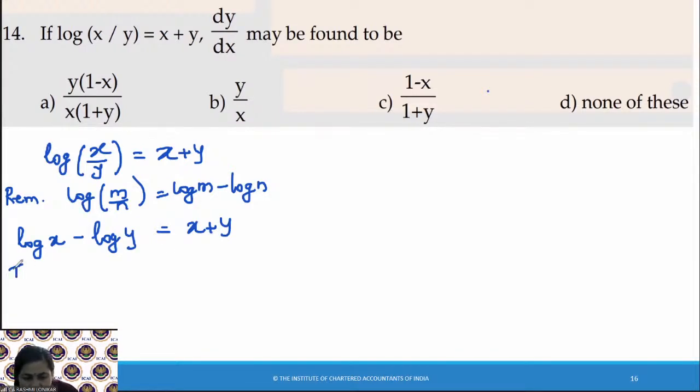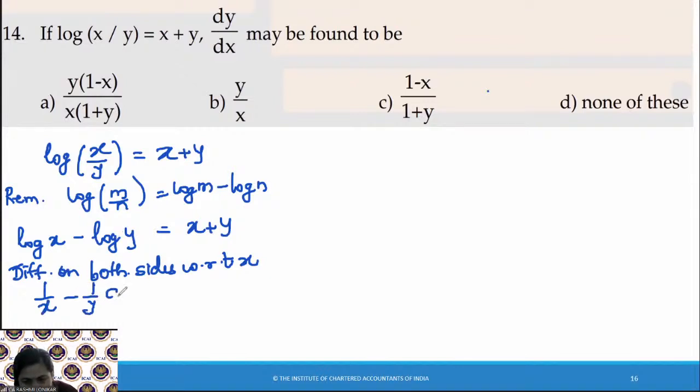So differentiating on both sides with respect to x, what do I get? What is the derivative of log x? 1 upon x. What is the derivative of log y? 1 upon y dy by dx, is equal to, what is the derivative of x? 1. What is the derivative of y? dy by dx. Okay. So now I have to rearrange. I have to take dy by dx onto one side. Okay.